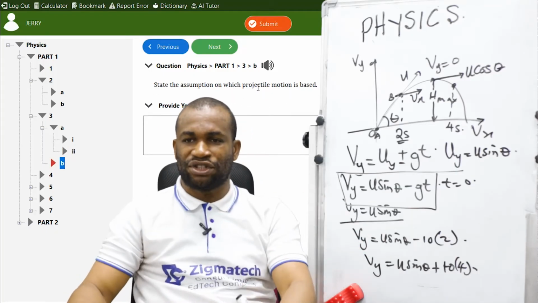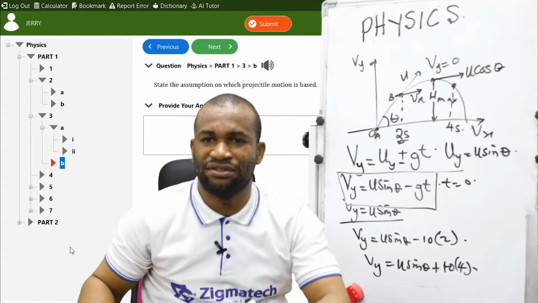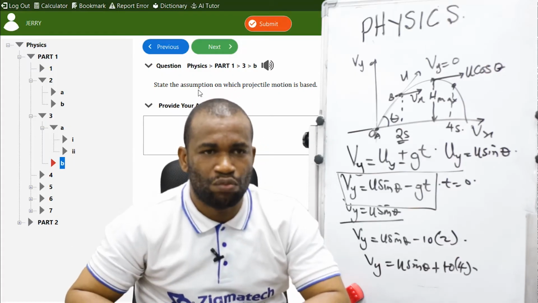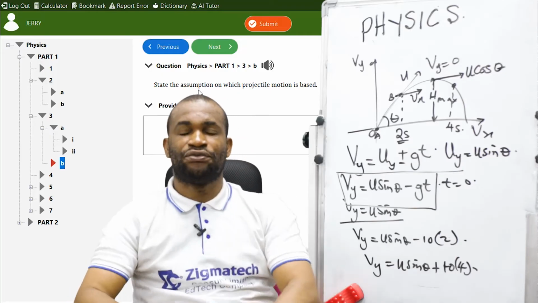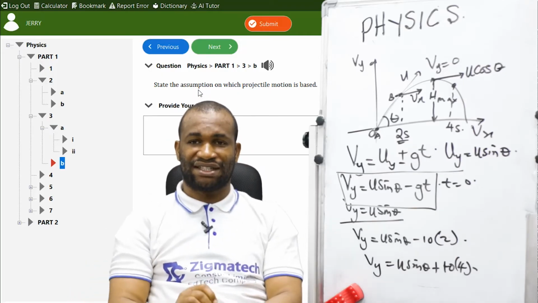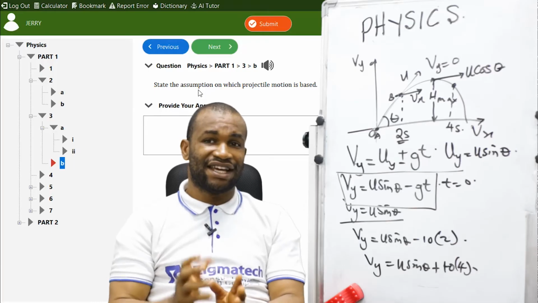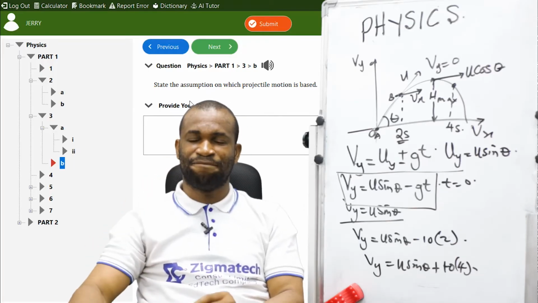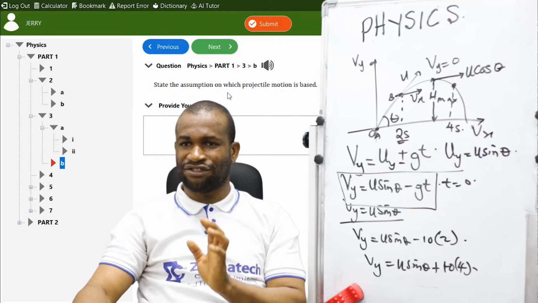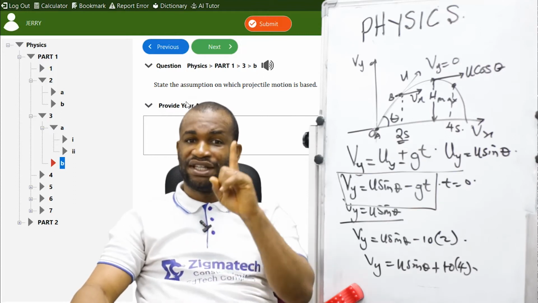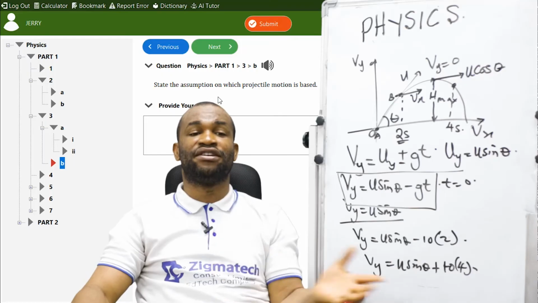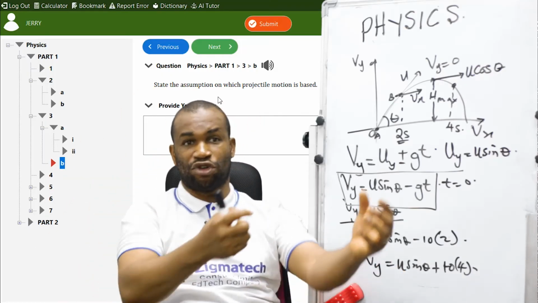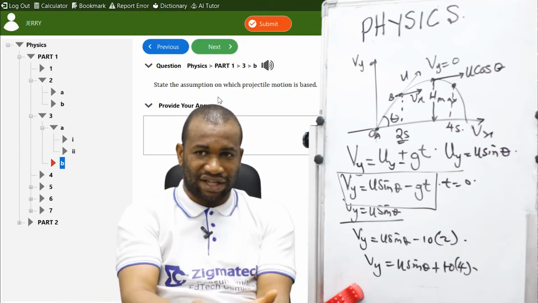Now, state 2 assumptions on which projectile motion is based. For a very standard physics question, they should be saying, neglecting air resistance. So one thing they have to say is neglecting air resistance. State the assumption. One assumption is what? Neglecting air resistance. So air resistance must be neglected. When you throw a body up, air resistance must be pulling it down, but we are deciding to neglect it.